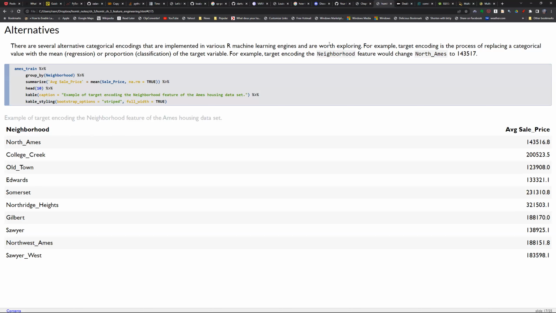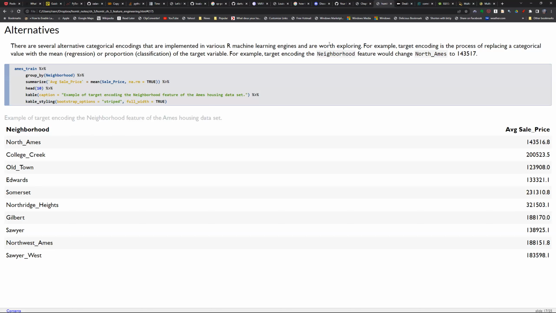Okay, so I believe this is the last subtopic from the categorical encodings, and the subtopic is titled alternatives. Here, the author explores other alternatives apart from the one-hot, from the label, from the lumping, merging, and he discusses two methods that use the target, the response variable, to create a mean statistic for each of the labels or a proportion.